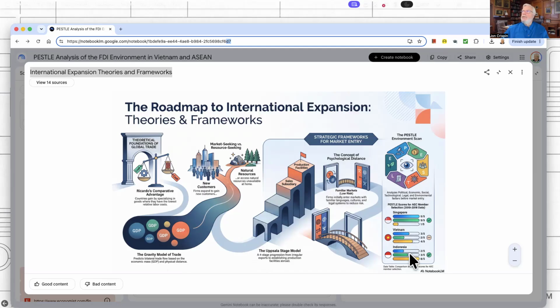Here is a chart showing how similar or distant the psychological distance is through the PESTLE environmental scan. You'll see that Singapore is a very easy place to do business. Vietnam is in the middle of the road and improving. And Indonesia is slightly better in some areas, worse in others. So this is a way for you to put all this together in one thought.